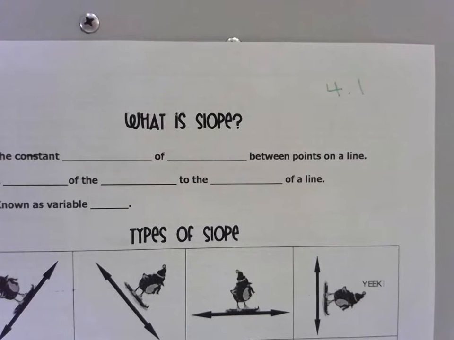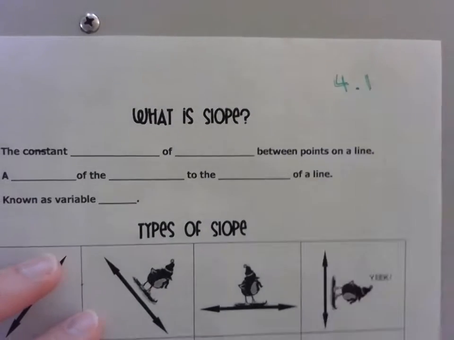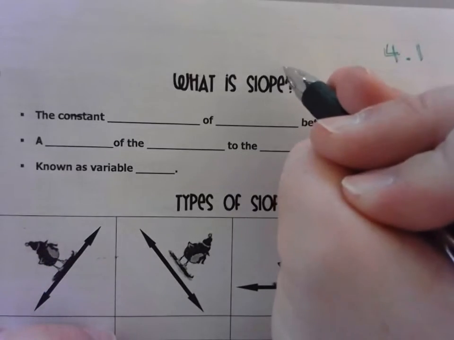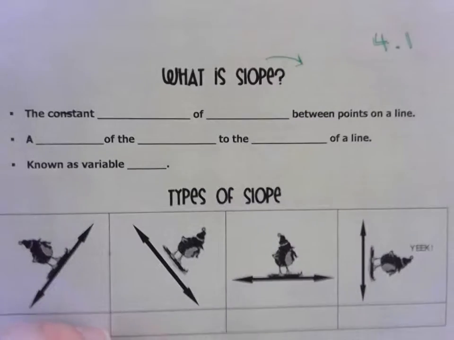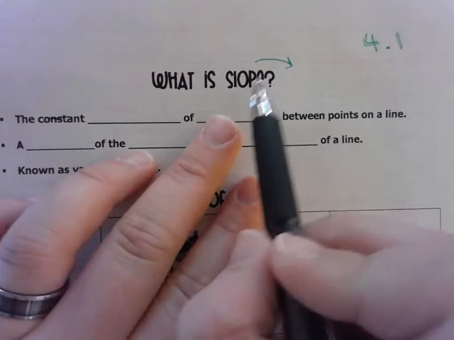Okay, so section 4.1 is what we're looking at today. We are starting to talk about lines and how we graph lines. What we're going to do today is talk about slope. You've talked about slope before. You did it some in middle school, and you saw it first semester.